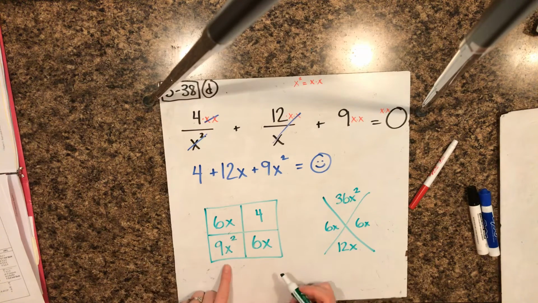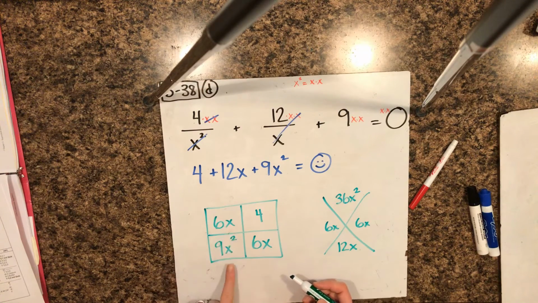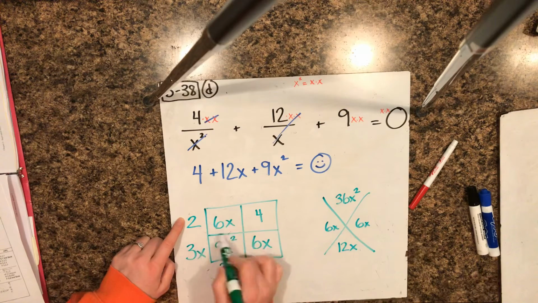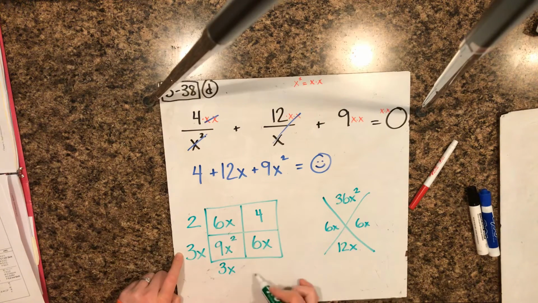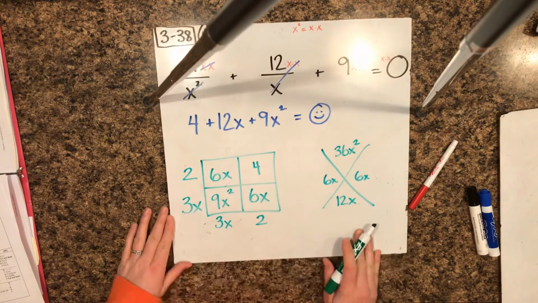Okay. What makes 9? Well, I could do 1 and 9. I could do 3 and 3. If I look this way, there's a 3 and an x common in both. If I look this way, there's a 3 and x common in both. Okay. And if I multiply 3x times 3x, I do get 9x squared. 3x times 2 gives me 6x. 3x times 2 gives me 6x. And when I multiply 2 times 2, I get 4.